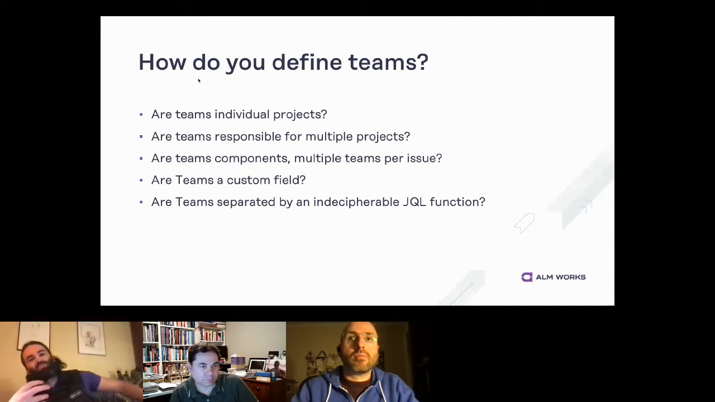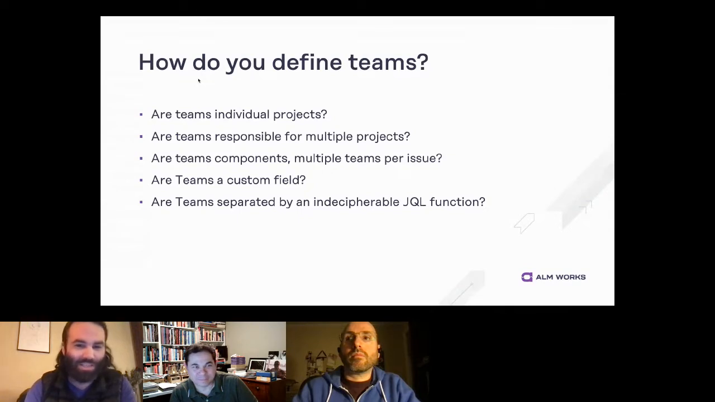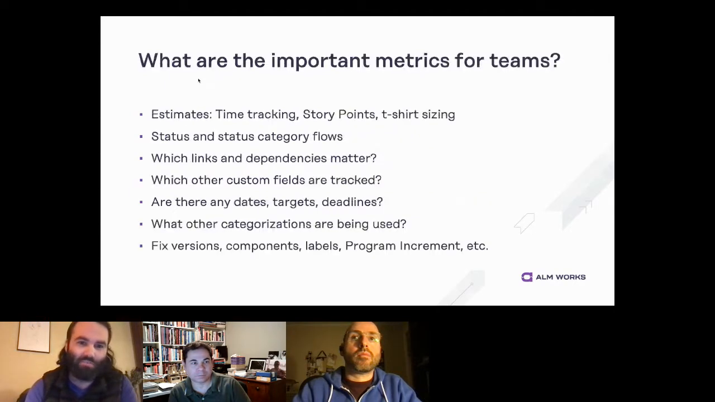Do we have something specific that we can point to for the team? Is it a custom field? Is it something else? And I'm sure that we've all seen that horrible situation where teams are some sort of indecipherable JQL legacy function that's just been there since before we were. So there's a lot of different ways that we can define this. And again, these could also be overlapping. There could be some kind of mix and match. Maybe one team is team per project, and maybe another team is multi-project or components or something else. There can be a lot of overlapping different things.